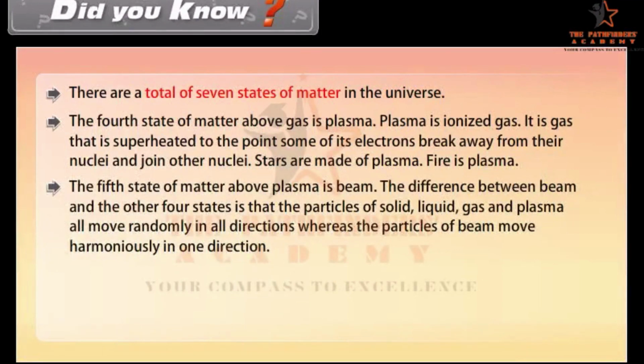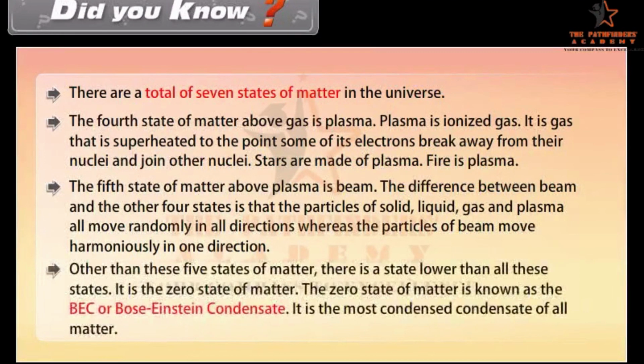The 5th state of matter above plasma is beam. The difference between beam and the other 4 states is that the particles of solid, liquid, gas and plasma all move randomly in all directions, whereas the particles of beam move harmoniously in one direction. Other than these 5 states of matter, there is a state lower than all these states. It is the zero state of matter, known as the BEC, or Bose-Einstein condensate.